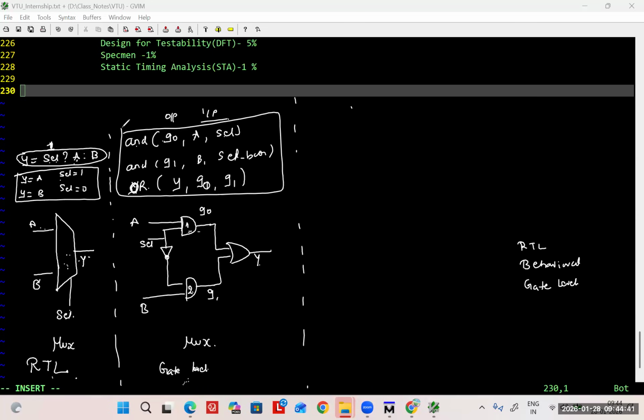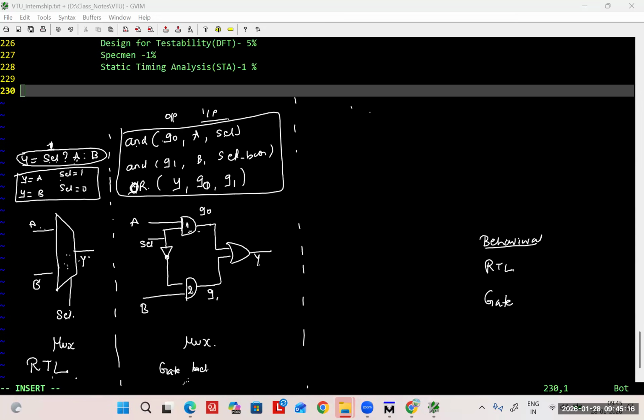Now, if you take up this one, can I write like this? Behavioral, RTL, gate. Now, if I give you a chance to choose one among them, behavioral or RTL, which one is better? RTL, sir.